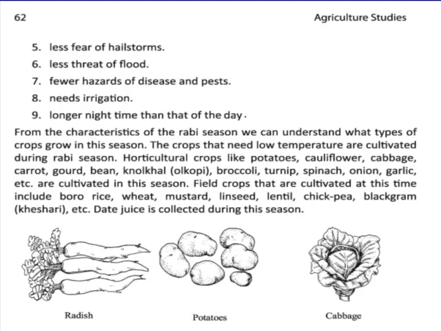Field crops, that is, the crops which are sown in the field, are cultivated at that time, including boro rice, wheat, mustard, linseed, lentil, chickpea, black gram, khesari, etc. And date juice is collected during the season.